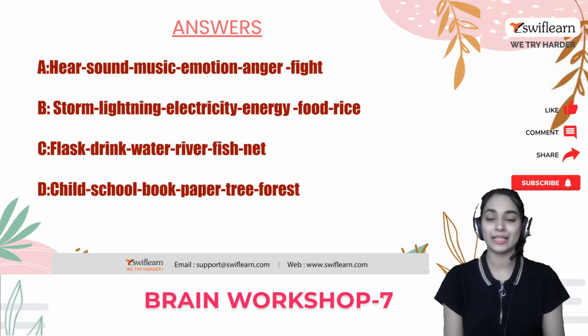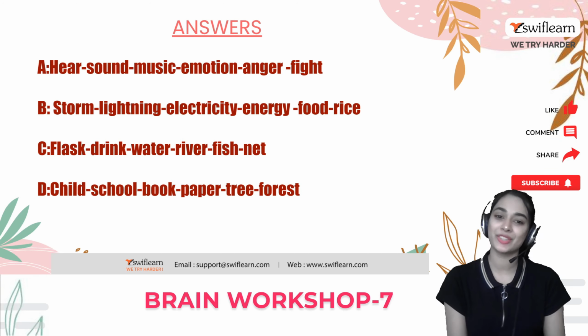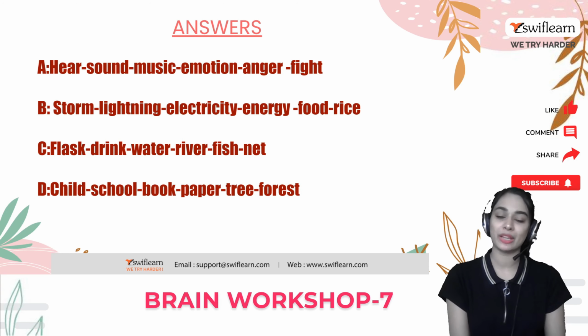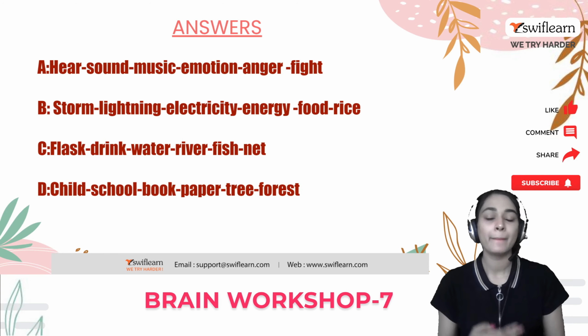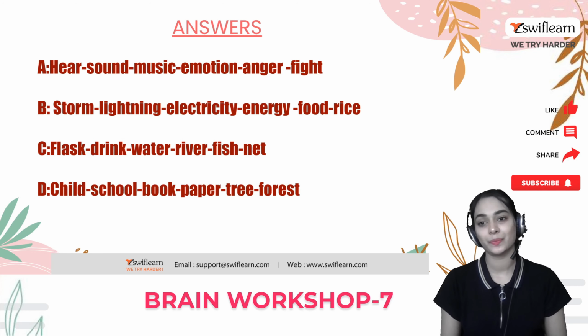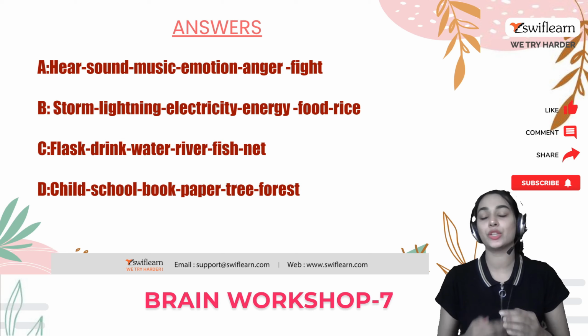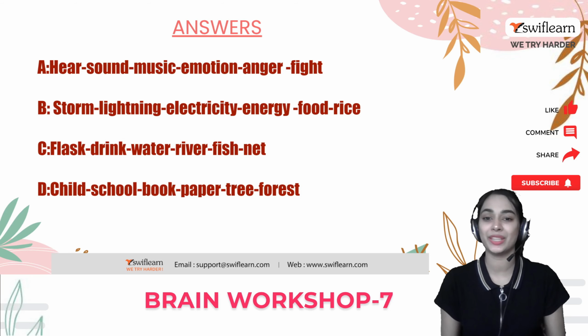So option B, that is a storm, lightning, electricity, energy, food and rice. The C, flask, drink, water, river, fish, net. And D, child, school, book, paper, tree and forest. This is mine, but you can create yours. It's only that the first word and last word should be the same. You can use any of the words in between.